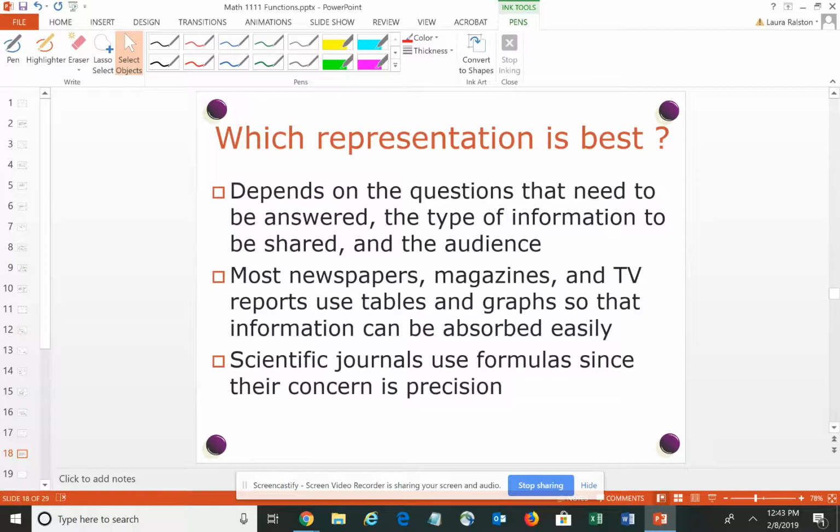Most newspapers, magazines, and TV reports are going to use tables and graphs because with tables and graphs, you can very easily communicate a lot of information in a quick way. They're easy to read. People can tell very easily whether something's increasing or decreasing. But if you read scientific journals or research journals, they're going to be more precise and more accurate. So they're going to probably use verbal or symbolic. Now, they may include some graphs and tables to go with it to make their report interesting, but they're also going to, in the body of their report, have the verbal or the symbolic representation, or even both.